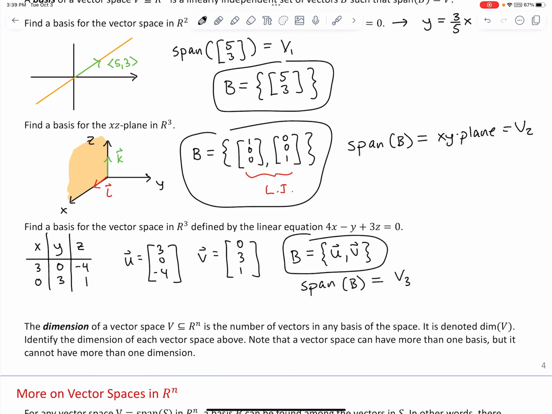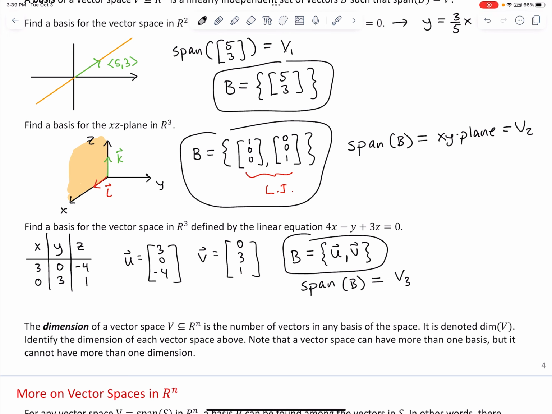Okay, this last sentence here at the bottom of the page says that the dimension of a vector space V is the number of vectors in any basis of the space. It is denoted dim, or dimension, of V. Identify the dimension of each vector space above. Note that a vector space can have more than one basis, but it cannot have more than one dimension.